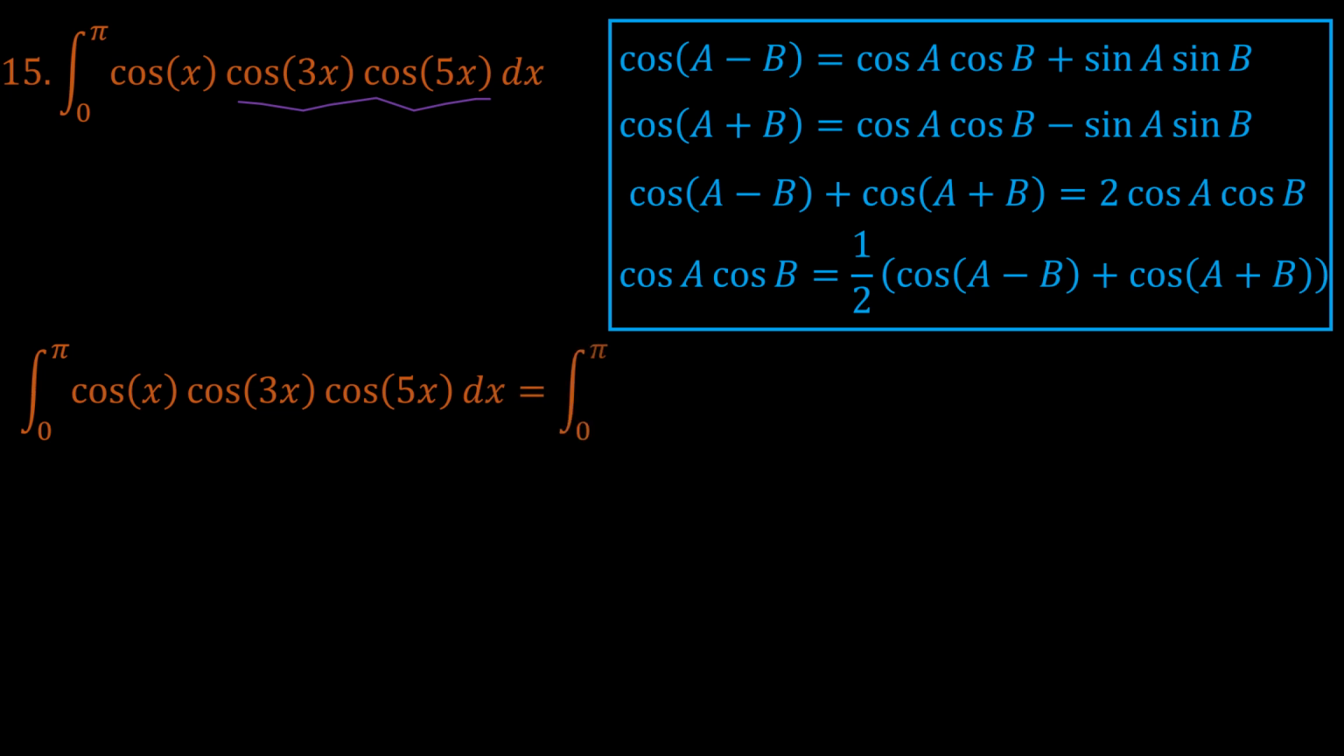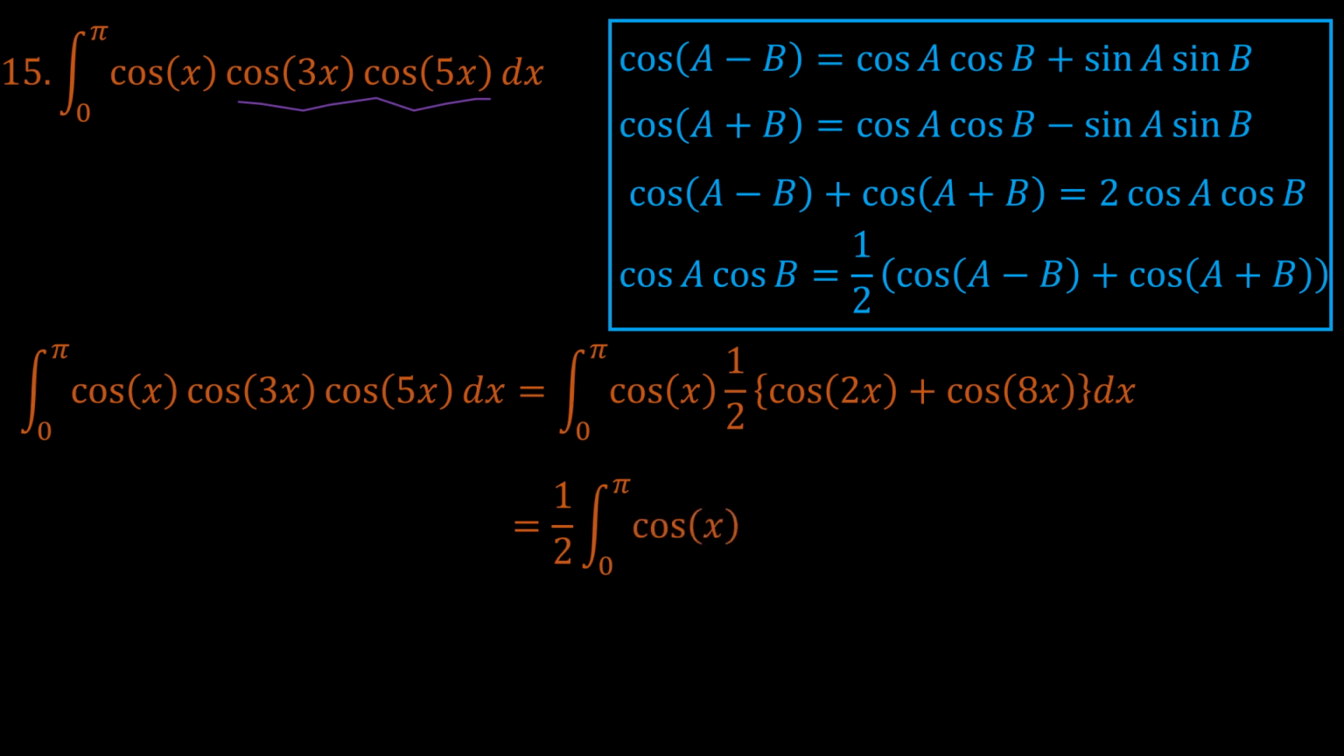the integral from x equals 0 to pi of cosine x times half of cosine of 5x minus 3x, which is cosine 2x, plus cosine of a plus b, which is 5x plus 3x, which is cosine 8x. And so when we multiply through, we pull half out, so we have cosine x times cosine 2x as the integrand plus cosine x times cosine 8x. Again, you repeat the same process where a is 2x and b is x here, and here a is 8x and b is x.